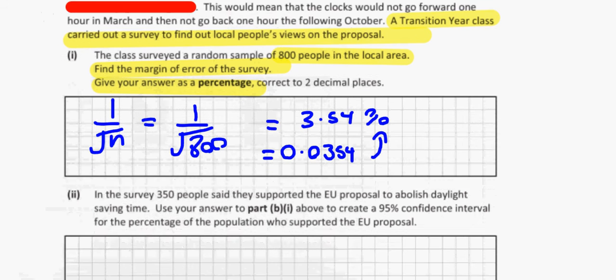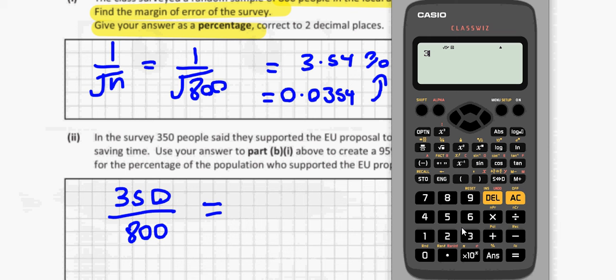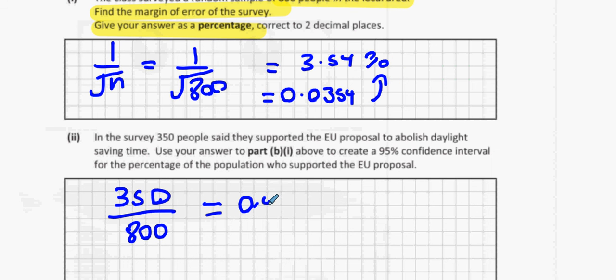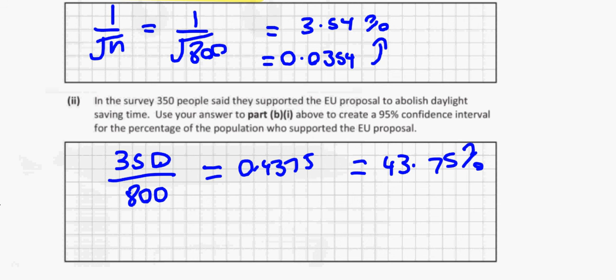Now, in a survey, 350 people supported the proposal to abolish the daylight savings time. So 350 divided by how many people? 800. And what's that in percentage? So once again, you'd end up with 0.4375, which we all know is 43.75%. Is that okay? Now it's probably going to ask me for the 95% confidence interval. Does that make sense? So what you do here?